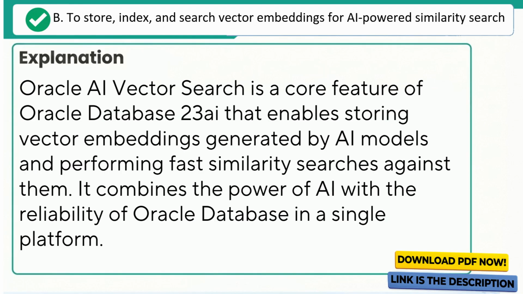Explanation. Oracle AI Vector Search is a core feature of Oracle Database 23 AI that enables storing vector embeddings generated by AI models and performing fast similarity searches against them. It combines the power of AI with the reliability of Oracle Database in a single platform.